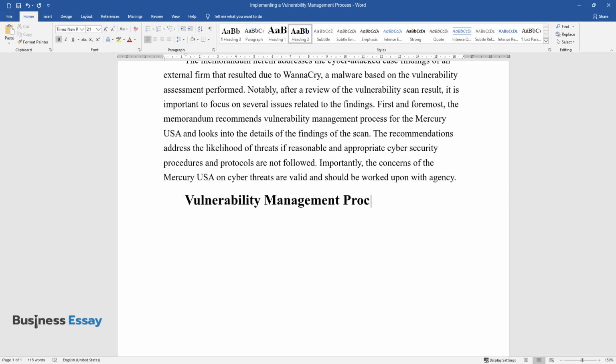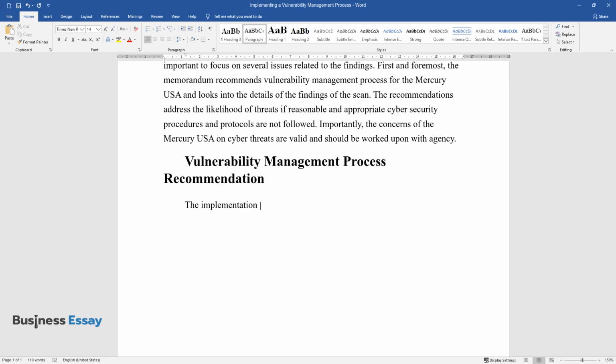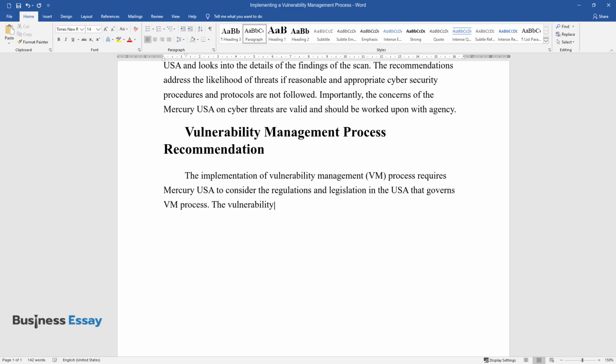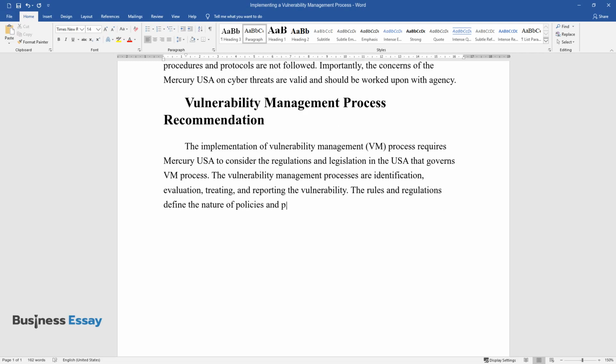Vulnerability Management Process Recommendation. The implementation of a vulnerability management (VM) process requires Wannacry USA to consider the regulations and legislation in the USA that govern the VM process. The vulnerability management processes are identification, evaluation, treating, and reporting the vulnerability. The rules and regulations define the nature of policies and procedures adopted by the Wannacry USA.